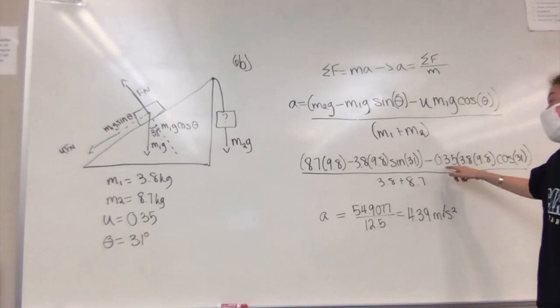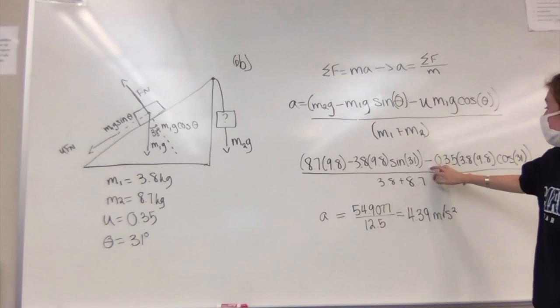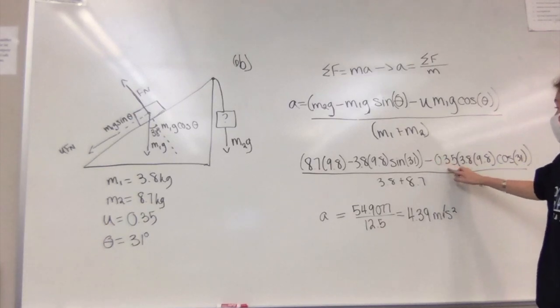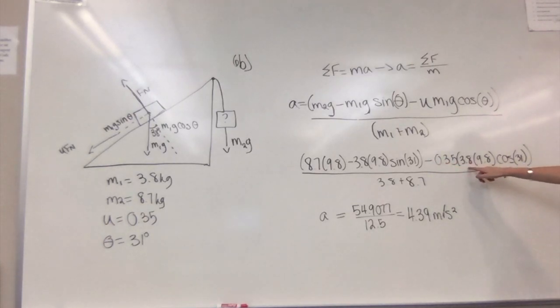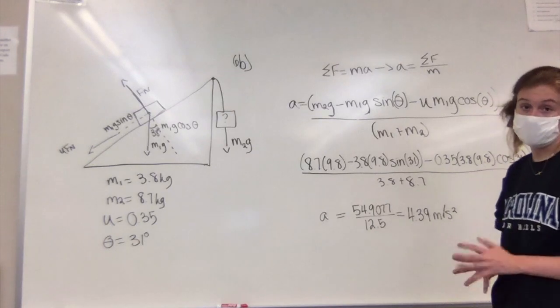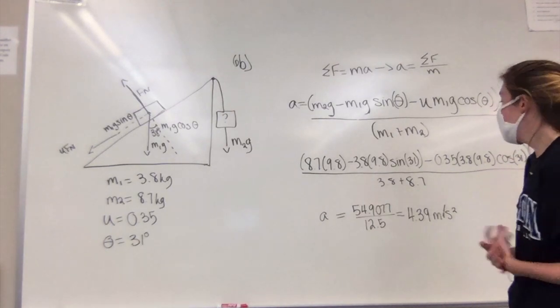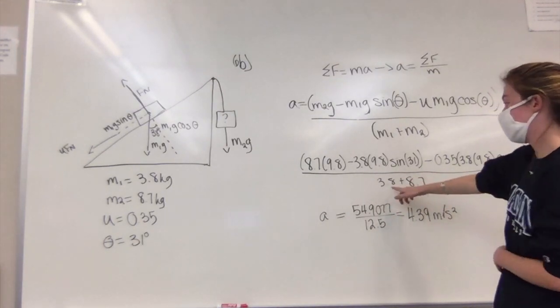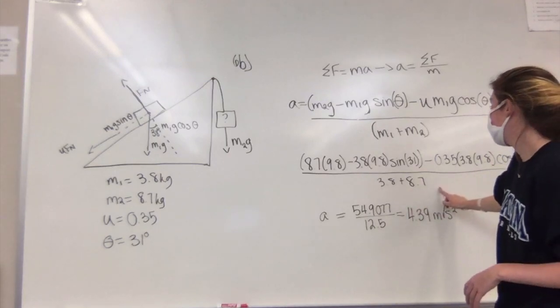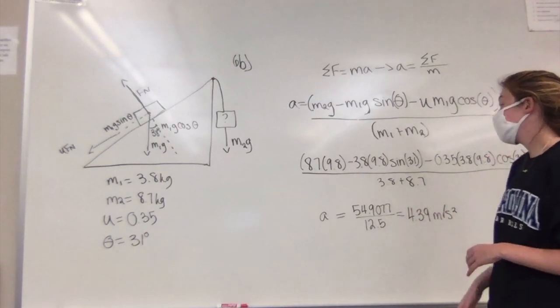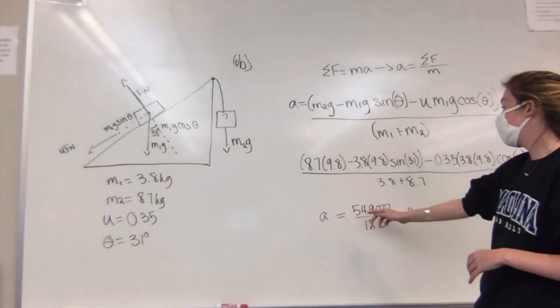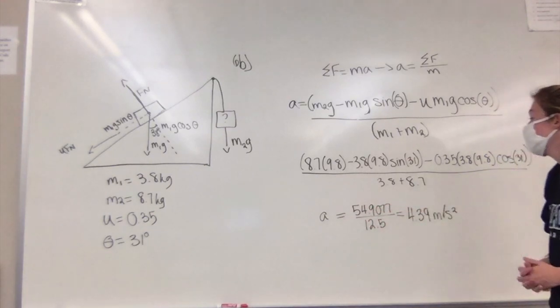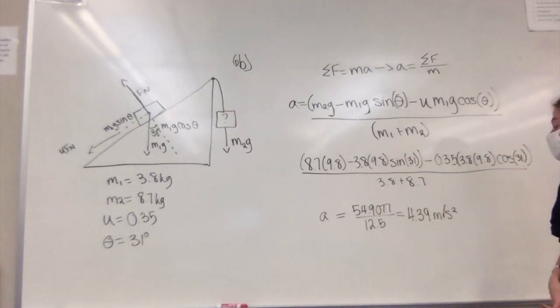which is my kinetic friction coefficient, times mass 1, 3.8 times 9.8, times cosine of 31 again. So you continue to use the 31 degrees for your theta. And it's all going to be divided by the two masses added together, which is 3.8 plus 8.7. So the acceleration ends up looking like 54.9077 divided by 12.5, which is equal to 4.39 meters per second squared.